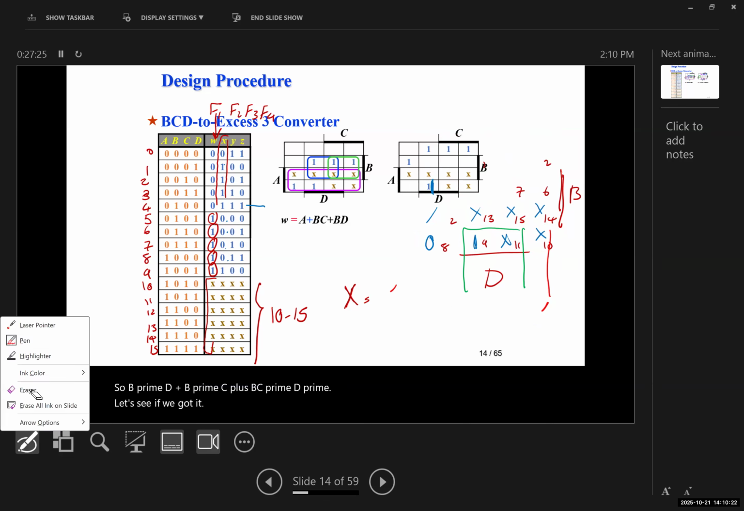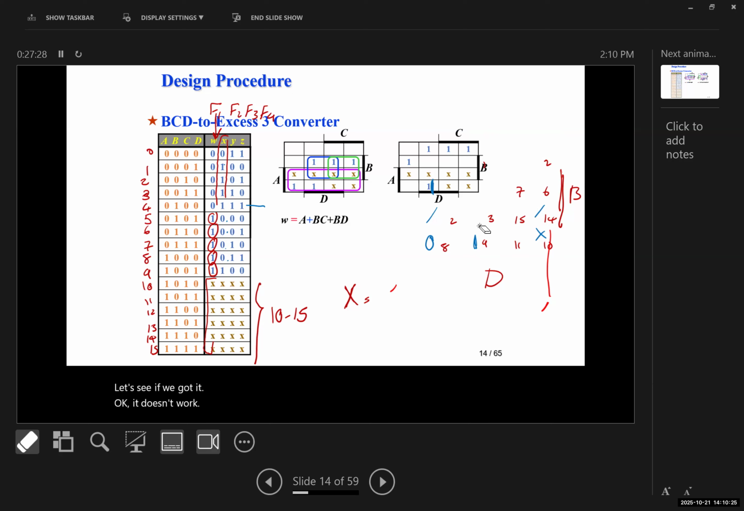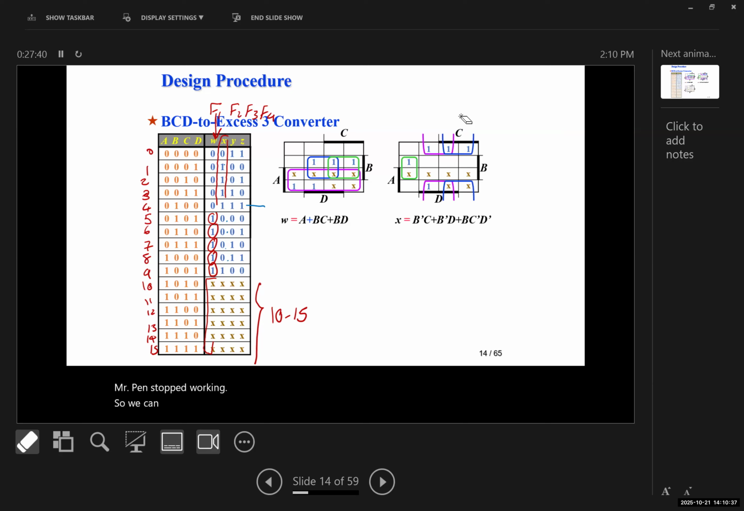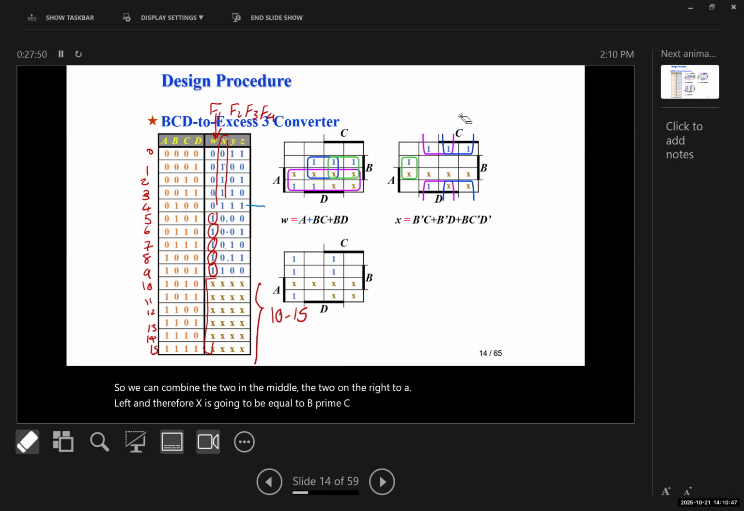Okay, it doesn't work. For some reason, the pen stopped working. So we can combine the two in the middle, the two on the right, and the two on the left, and therefore X is going to be equal to B prime C plus B prime D plus B C prime D prime.